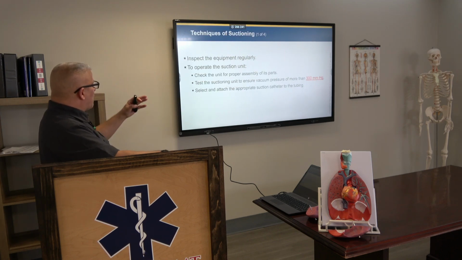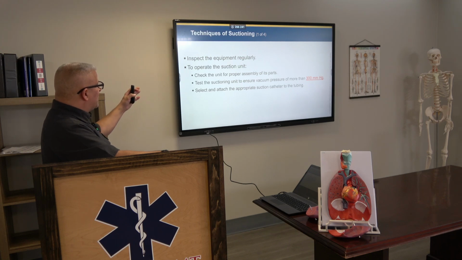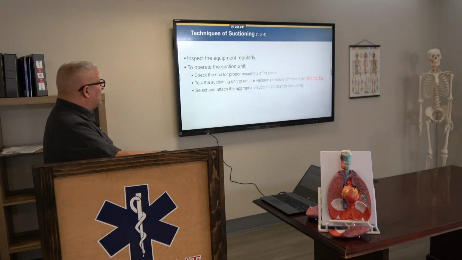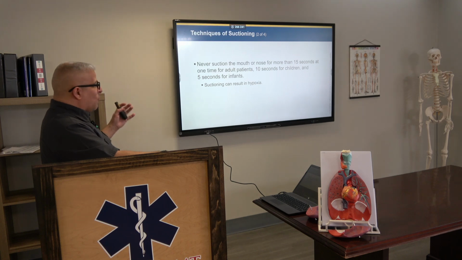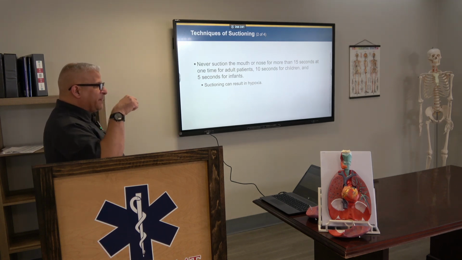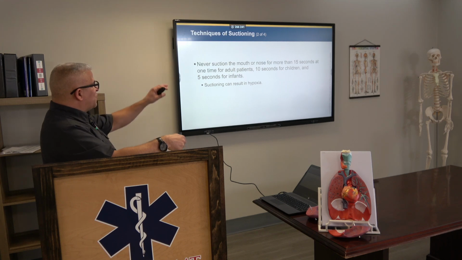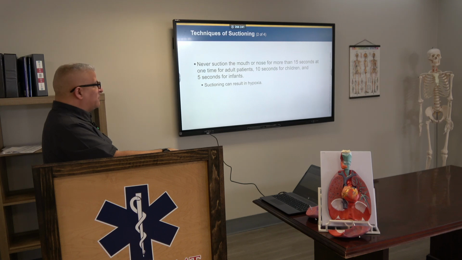Okay, to inspect the equipment, make sure the suction unit is working. It should be no more than 300 millimeters of mercury as you test it on the gauge. When we are suctioning, we're going to put our tip, either the soft or the rigid, into the mouth. Once we go in, we're going to apply suction. We're going to suction for no more than 15 seconds for the adult, no more than 10 for the child, and no more than 5 seconds for the infant.